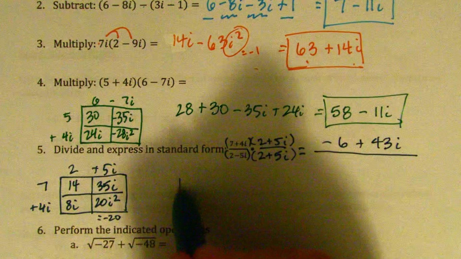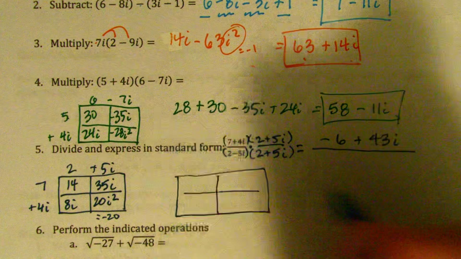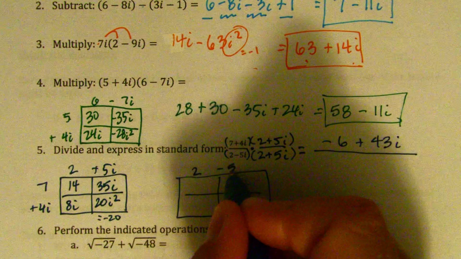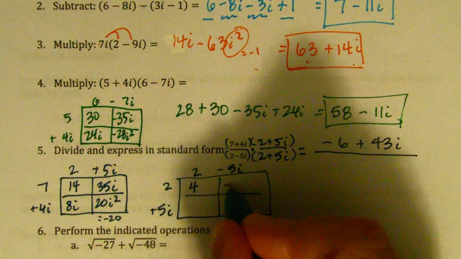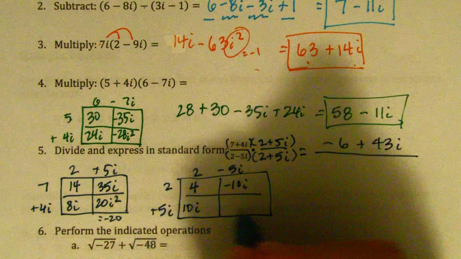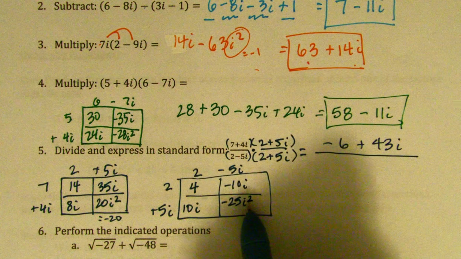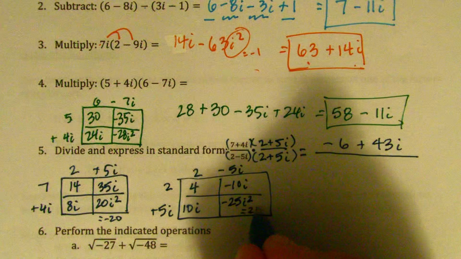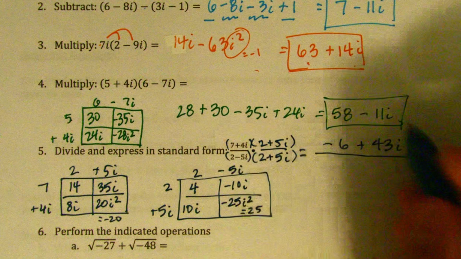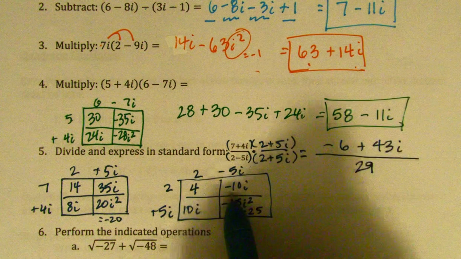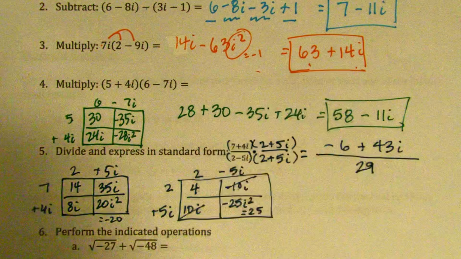On bottom, we can go ahead and do a box for the bottom as well. And like I said, I'm going to show you a shortcut for the bottom. We have 2 minus 5i and 2 plus 5i. It's going to give me 4, negative 10i, positive 10i, and negative 25i squared. i squared is negative 1, so negative 1 times negative 25 is 25. So the real part is 25 plus 4, that's 29. And notice that the imaginary parts cancel out. Positive 10i and negative 10i cancel each other out.